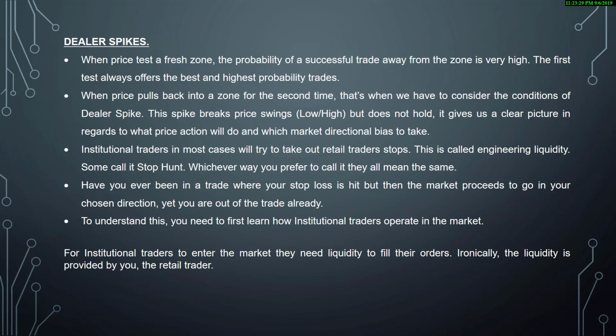When price tests a fresh zone, the probability of a successful trade away from the zone is very high. And remember, we mentioned this when we talked of the original and the fresh zone. The first test always offers the best and highest probability trades. When price pulls back into a zone for the second time, right? The second time, that's a non-fresh zone, not a used up. Used up is four, five, a couple of times.